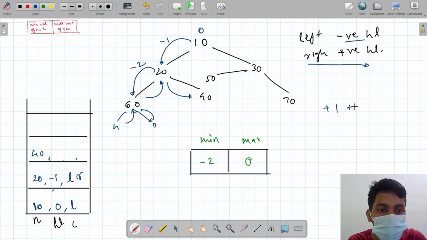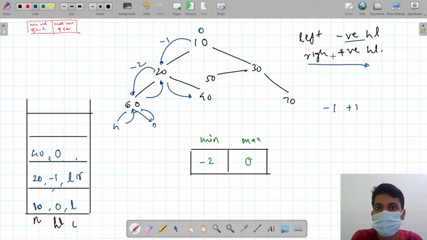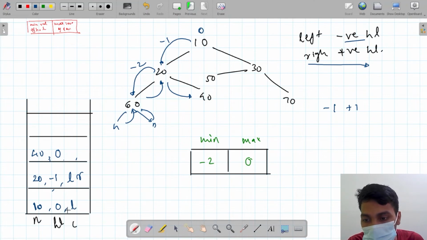Minus 1 plus 1 minus 1 plus 1. So the horizontal level here was 0. With this I hope you understand that while going to the right side I have to increase my horizontal level in the stack, and while going to the left side I have to decrease my horizontal level. You can see here, while going to the left side I decrease my horizontal level.